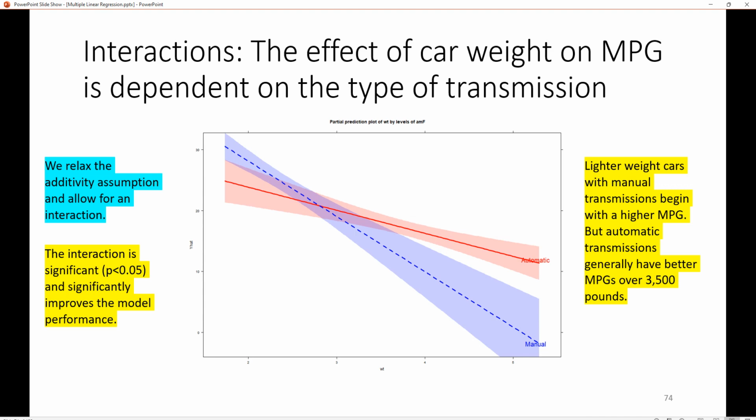the transmission and car weight. So from this we can see the effect of car weight on miles per gallon is dependent on the type of transmission. We relax the additivity assumption and allow for an interaction.